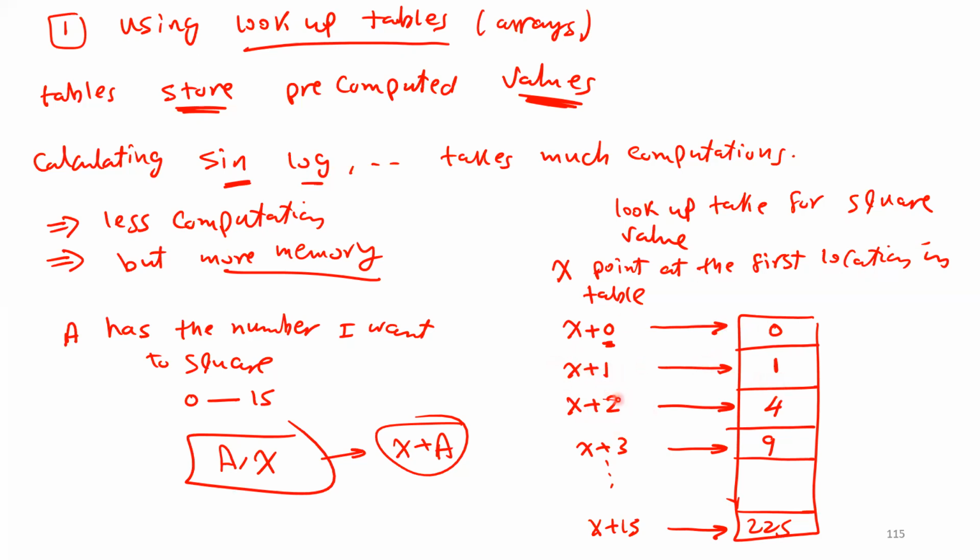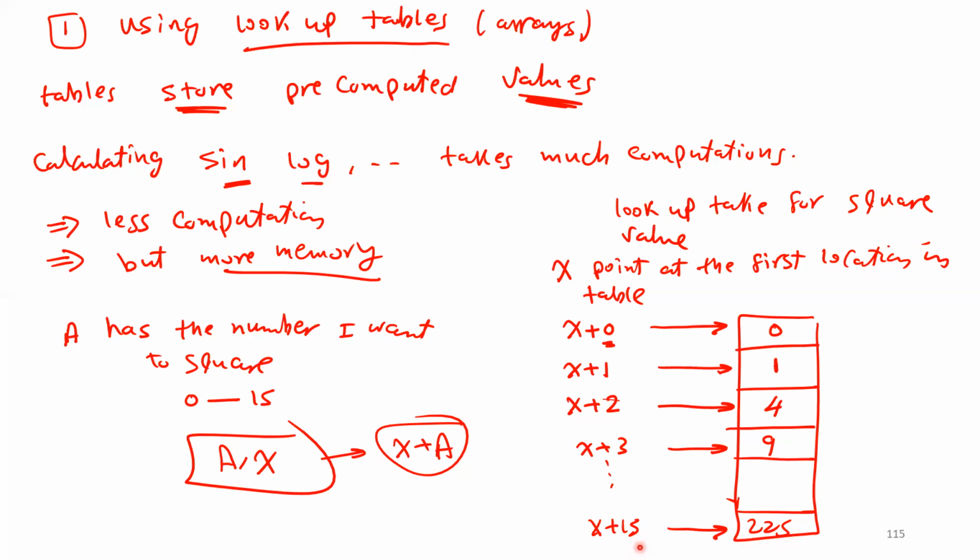In number 2, I'm going to store the square of 2, which is 4. In number 3, I'm going to store the square of 3, which is 9. In the last one here, 15, I'm going to store the square of 15, which is 225.